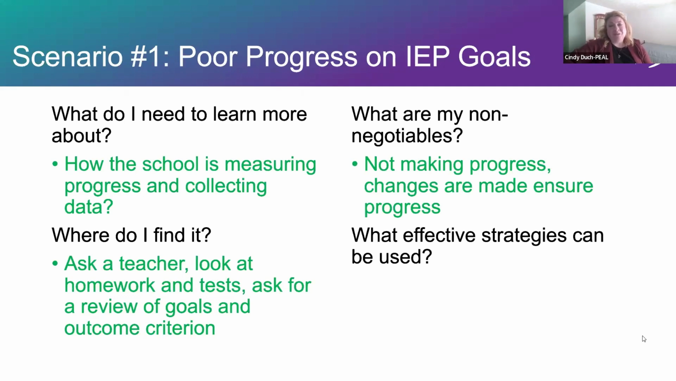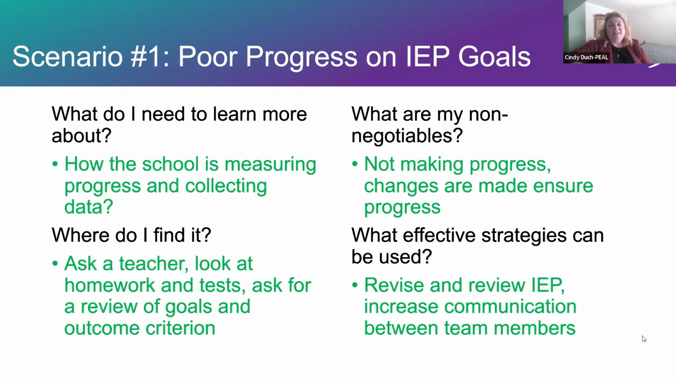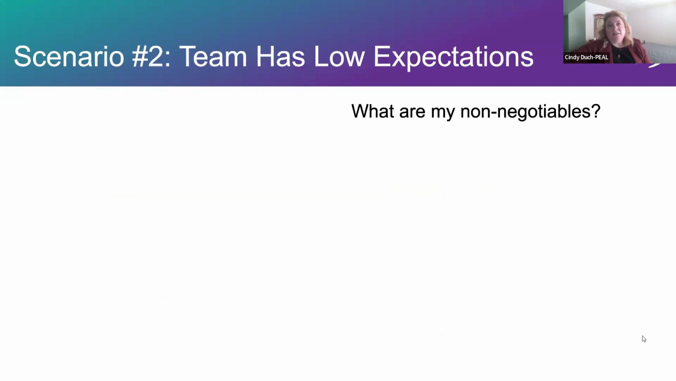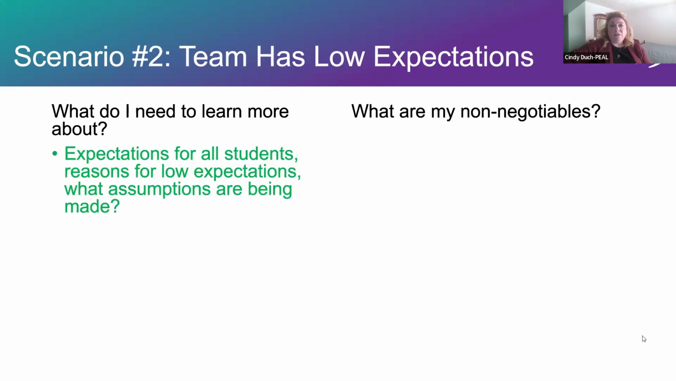Again, what are my non-negotiables? Not making progress. Effective strategies, revising and reviewing the IEP, increasing communication between team members. And again, that's part of being a good team member. The team has low expectations. So what are my non-negotiables? What do I need to learn more about?